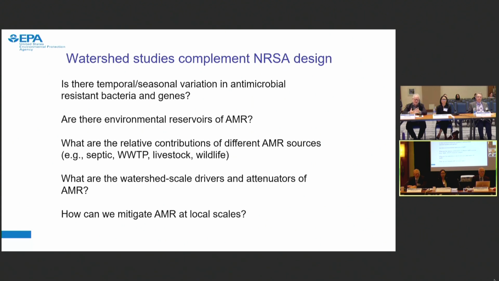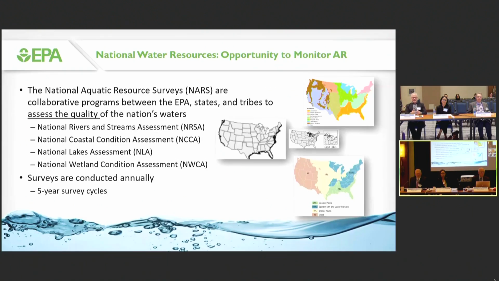We're looking at the watershed study because it complements the larger study, which we're going to talk about next, to get more at the seasonal variation and the specific drivers in the watershed. Next slide. But let's talk a little bit about this national scale, because I think that's a little bit more unique than maybe what you've seen before in terms of more targeted studies. So the NARS program, the National Aquatic Resource Survey, is something that EPA does on a 5-year cycle. We cycle through national rivers and streams, coastal condition assessment, and then lakes and wetlands. We do that on a 5-year cycle.